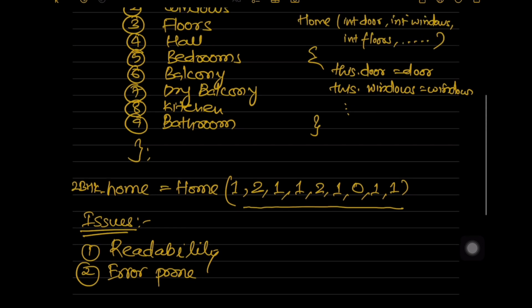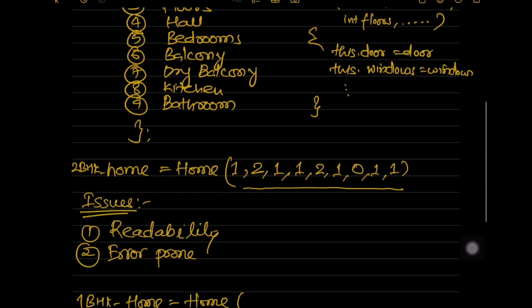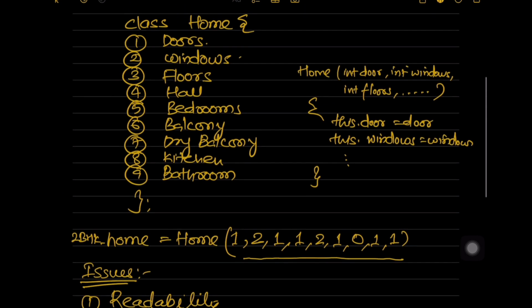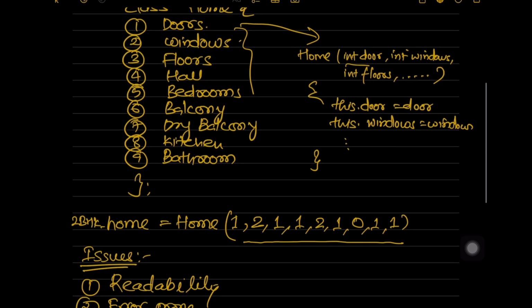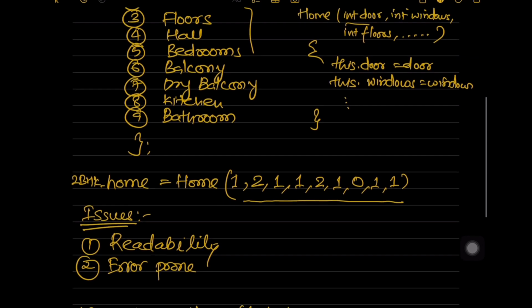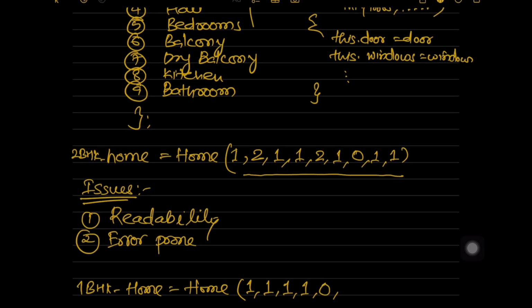I will have to go and check in the constructor what is the order in which I have to pass. Okay, doors, one door, so this is mapped here. If you follow the same order, next is windows. In 1 BHK, one window. Floor is one only. Bedrooms, there is one only. Balcony, say there is no balcony. There is no dry balcony. There is one kitchen and one bathroom.